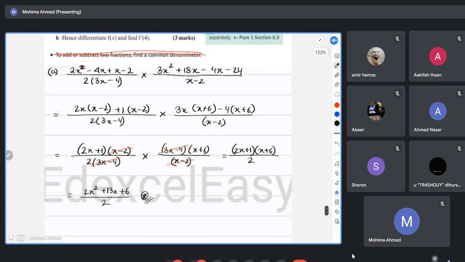Is there any question from part A, 2, 3, 4A? No, miss. Then we will quickly move to B.